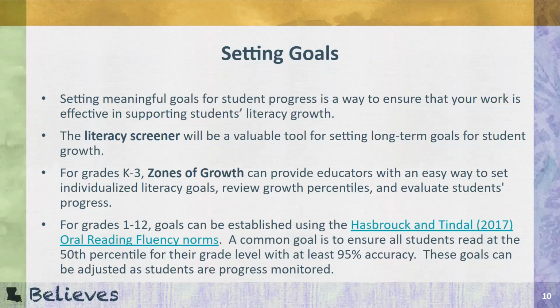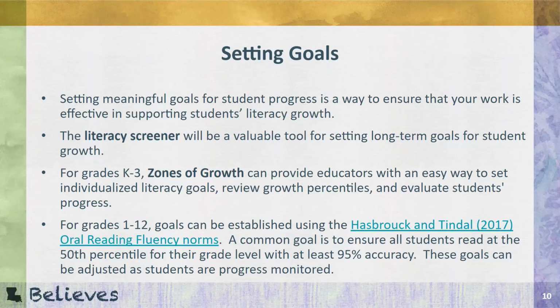For students in grades K through 3, the zones of growth can provide educators with an easy way to set individualized literacy goals, review growth percentiles, and evaluate students' progress. If you don't have access to zones of growth, for students in grades 1 through 12, goals can also be established using the Hasbrook and Tindal oral reading fluency norms. These norms provide you with information to ensure that all students are able to read at the 50th percentile for their grade level with at least 95% accuracy.